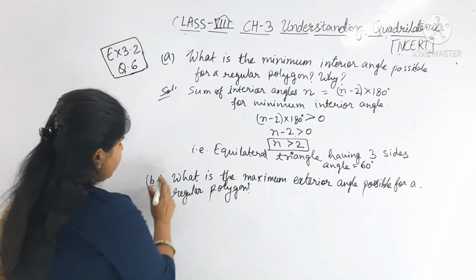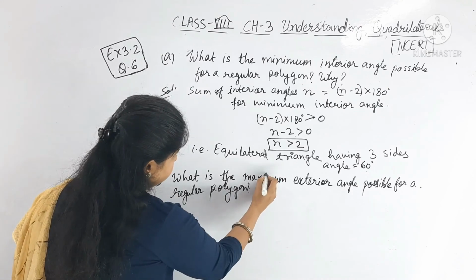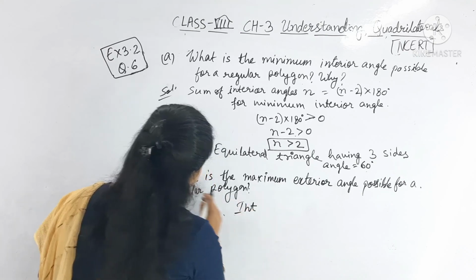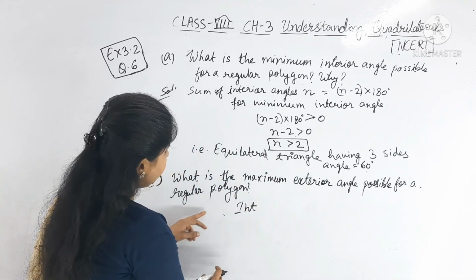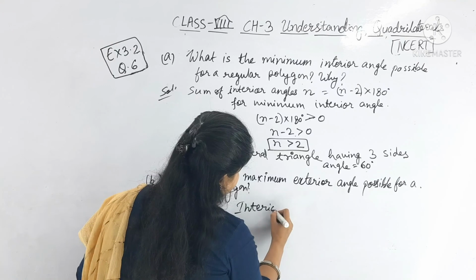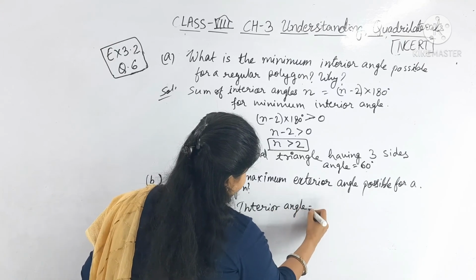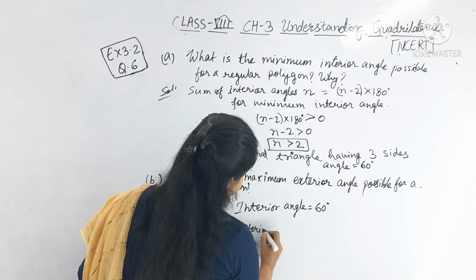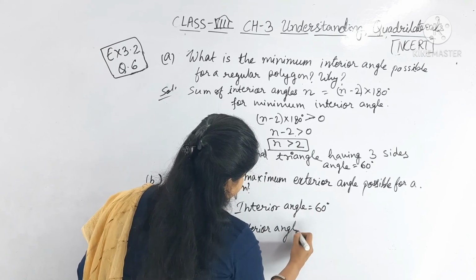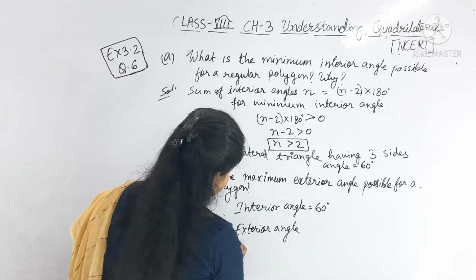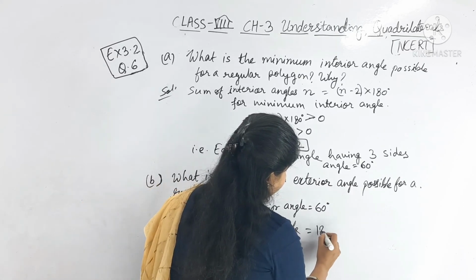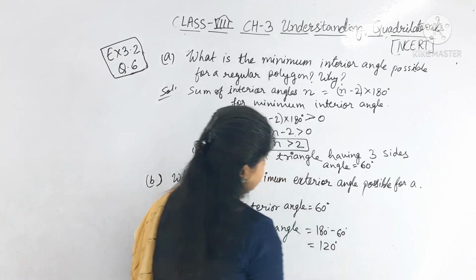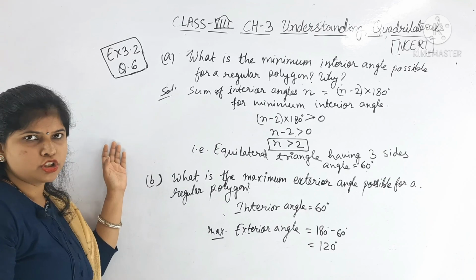Okay, now come to the B part. We know that the interior angle is equal to 60 degrees. What is the maximum exterior angle possible for a regular polygon? So the interior angle we know is equal to 60 degrees. So the maximum exterior angle will be 180 degrees minus 60 degrees, that is 120 degrees. So this is the answer for question number 6.